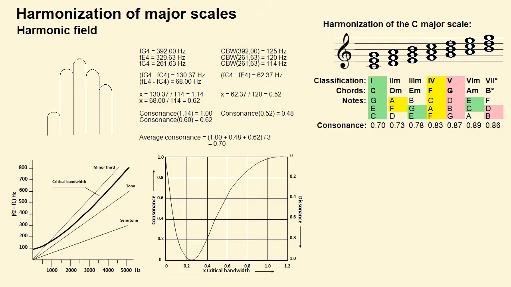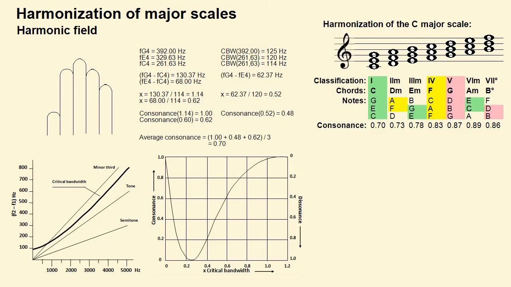For example, the chord generated for the note C4, the first degree of the scale, is the C major chord and corresponds to the first degree of the C major scale. Its notes are the root C4, the third E4, and the fifth G4. The consonance of this chord is 0.70.